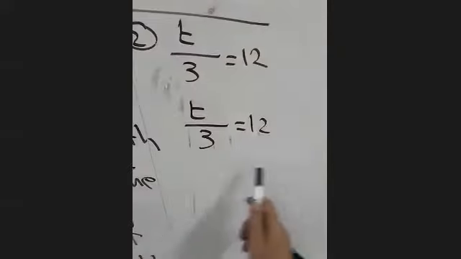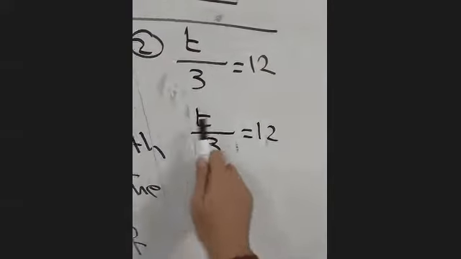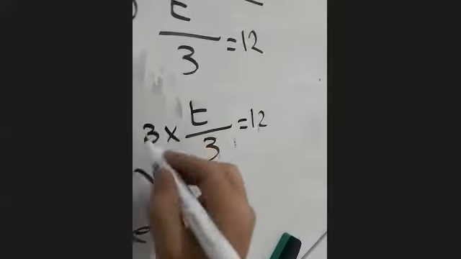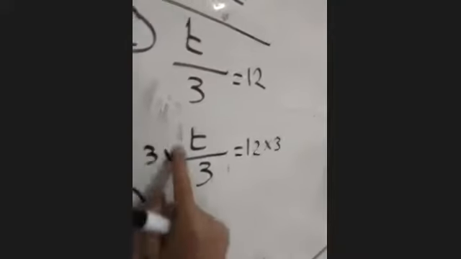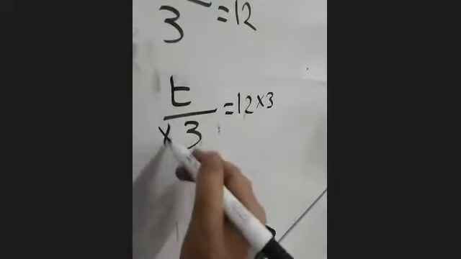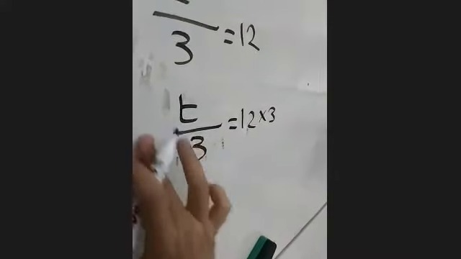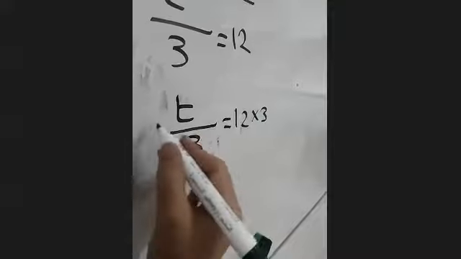What's the divisor of the variable? It's 3, so I multiply both sides by 3, like this. Multiply by 3, multiply by 3. And don't write multiply by 3 down here. Don't do that, it's wrong. You need to multiply up beside the variable or the line, like this.